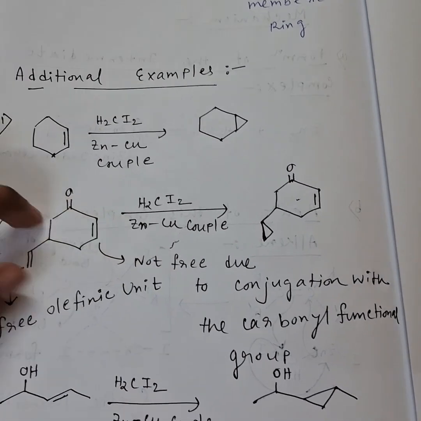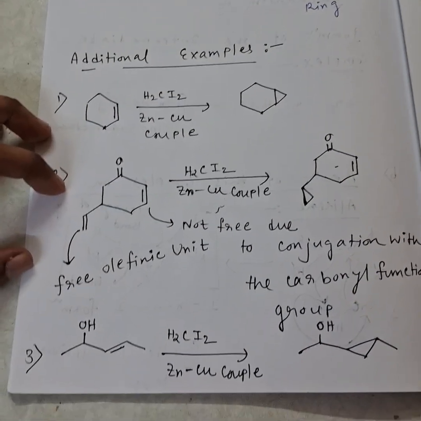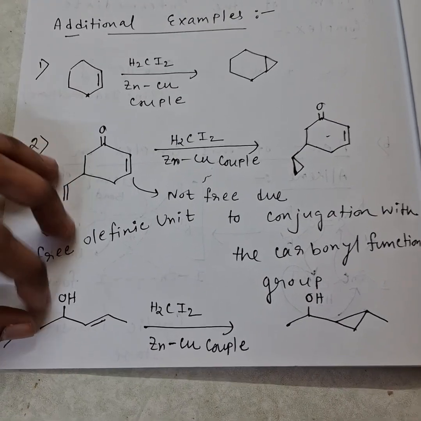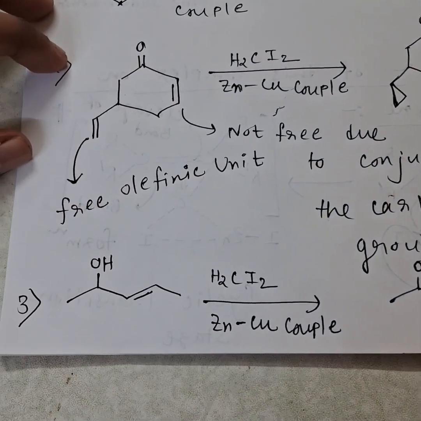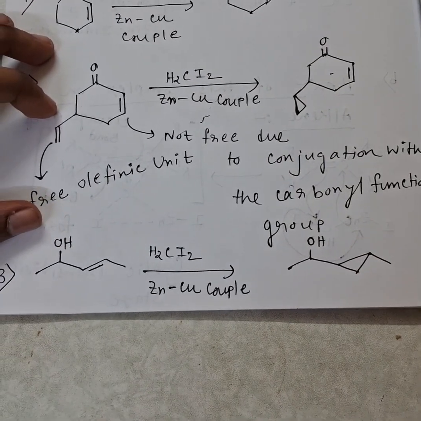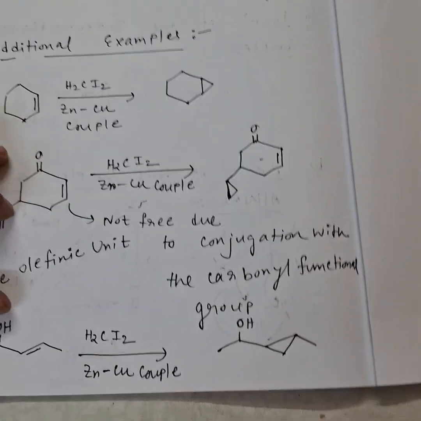So this is not free, but this is a free olefinic unit, and it is also applicable to allylic alcohol. This is the allylic position, as you can see here. This is the allylic one. It undergoes Simmons-Smith and gives this type of product.